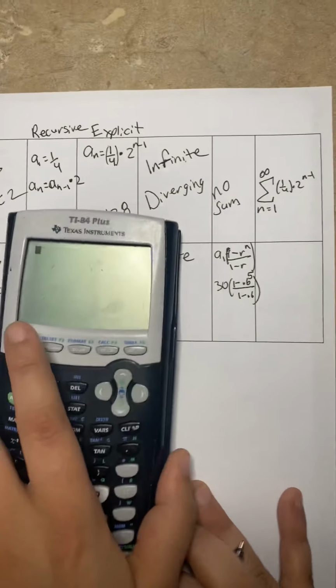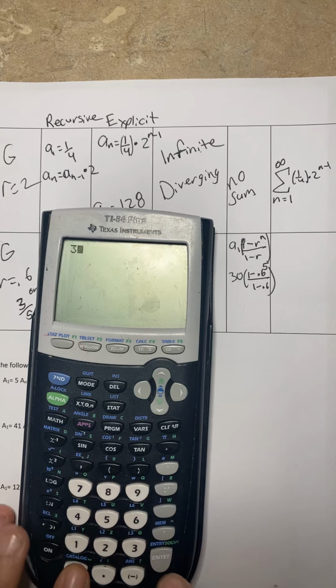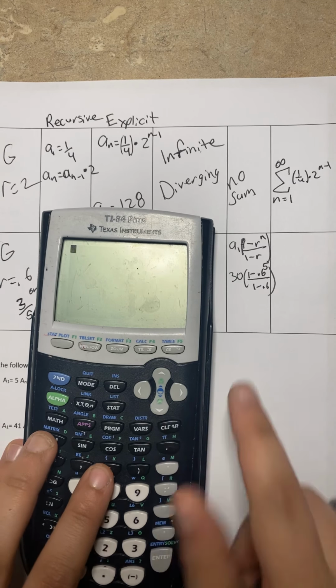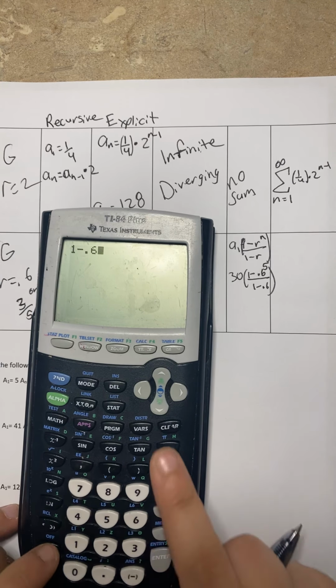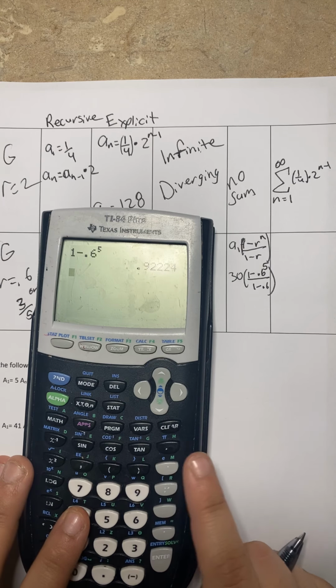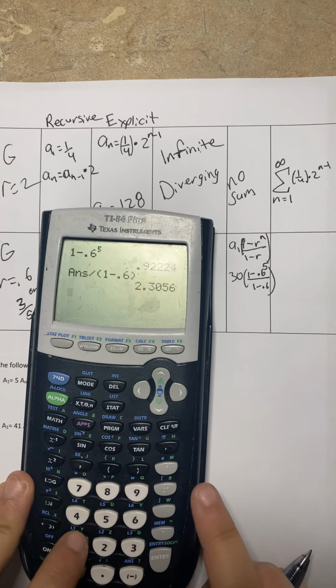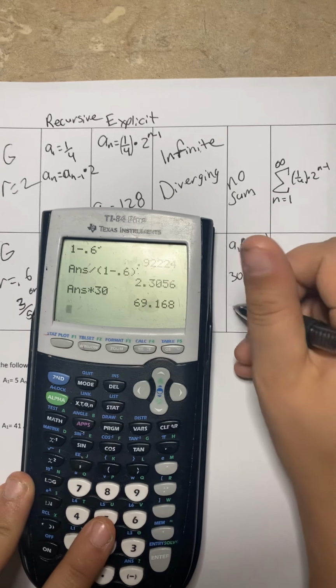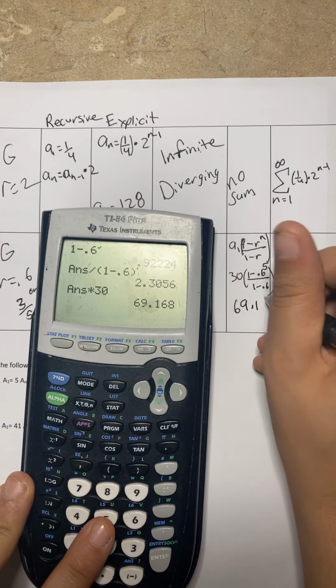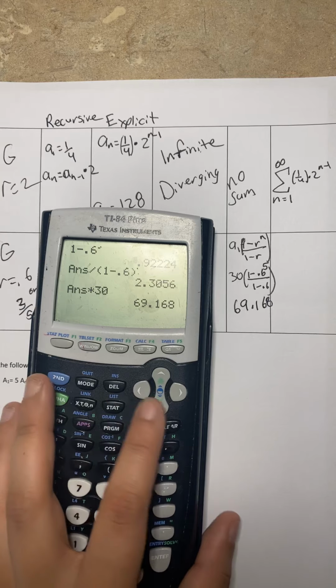Okay, so we do the inside first. 1 minus 0.6 to the 5th power divided by 1 minus 0.6 times 30 gives me 69.168. That is the sum of that series.